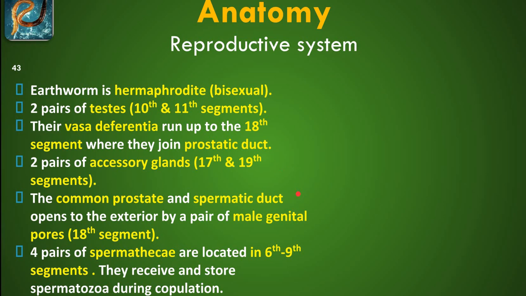Then they have the common prostate and spermatic duct, which opens to the exterior by a pair of male genital pores. There are four pairs of spermatheca located in the 6th and the 9th segments. They receive and store the spermatozoa during copulation.